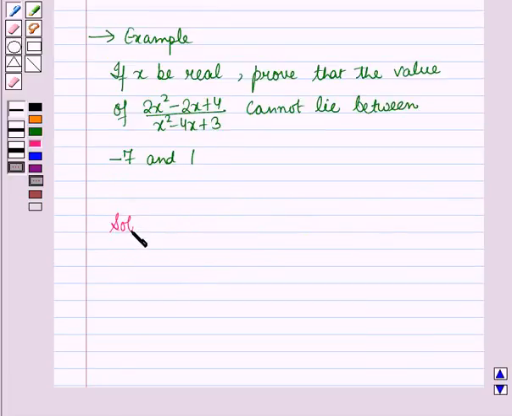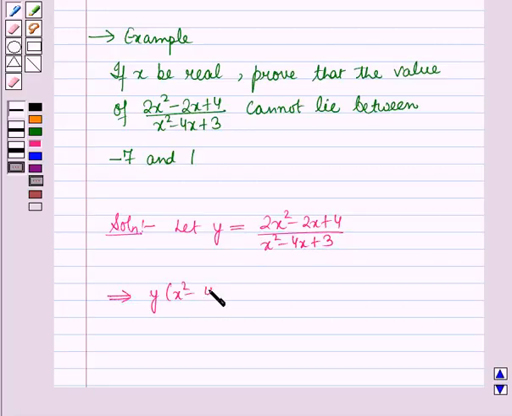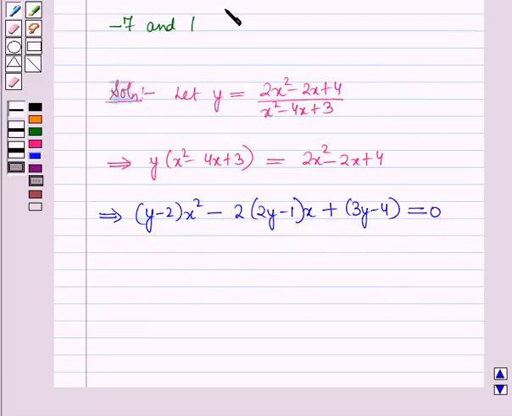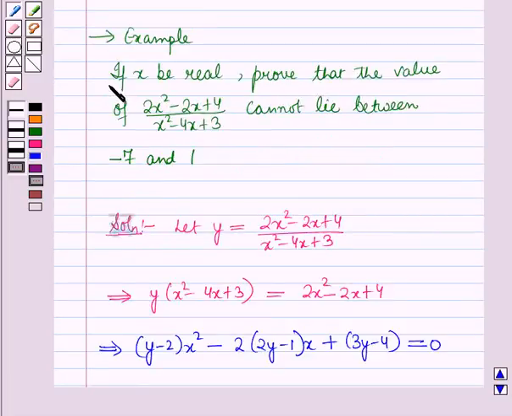Now let us start with its solution. Let y be equal to (2x square minus 2x plus 4) all upon (x square minus 4x plus 3). Now by cross multiplying, this implies y into (x square minus 4x plus 3) is equal to 2x square minus 2x plus 4. Further on solving, this implies (y minus 2) into x square minus 2 into (2y minus 1) into x plus (3y minus 4) is equal to 0. Now this is a quadratic equation in x.